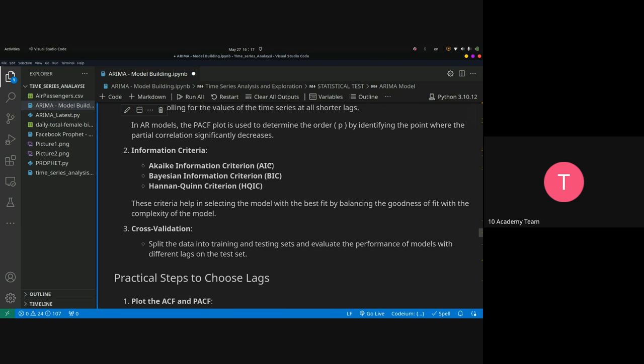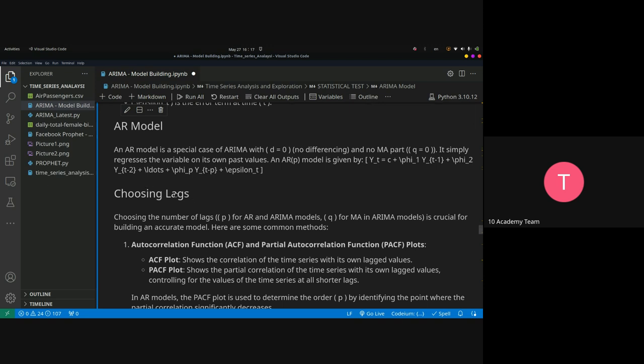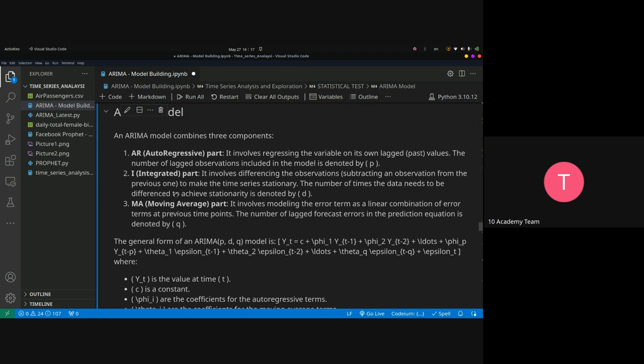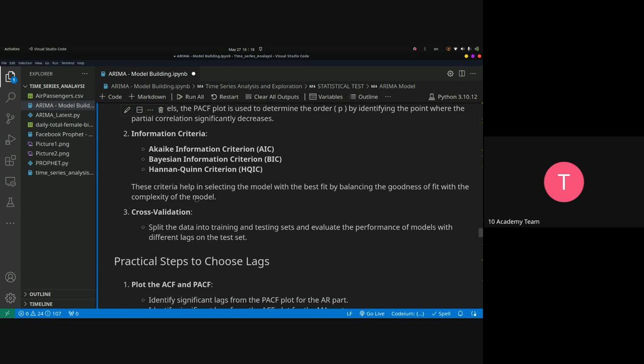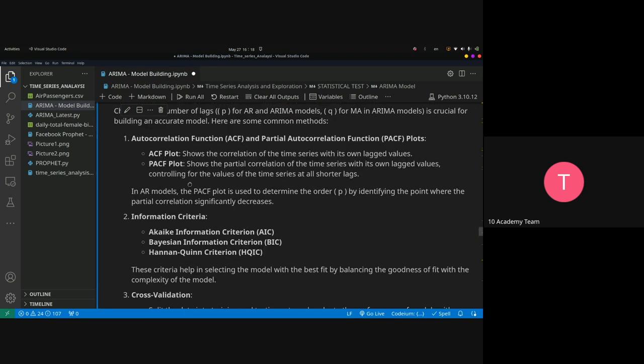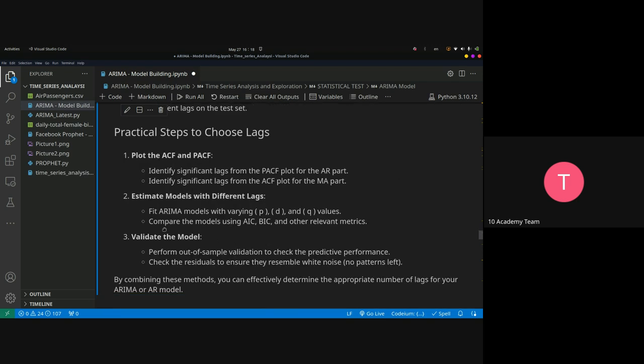Just know that choosing the lags or the parameters P, Q, and D affects your model. So in order to get a good predictive model, we need to find good values for the parameters. And we do that by using those ACF and PACF plots and these criteria. And the steps are these.